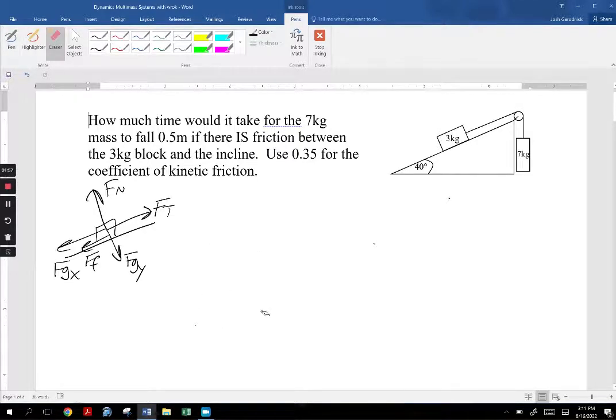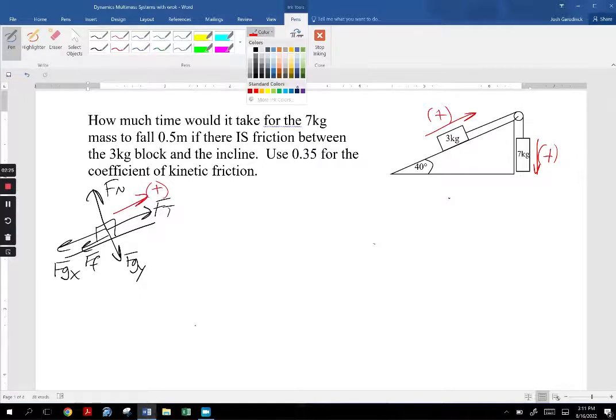Okay. The other thing that you should do in your diagram is label the positive direction as the direction it will move. Well, it doesn't say so in this. Oh, it does. It says that the 7 kilogram mass is going to fall. So if this is falling, down is positive for the 7 kilograms, and up and to the right, up the x-axis here, is positive. So this will be the positive direction for that mass.